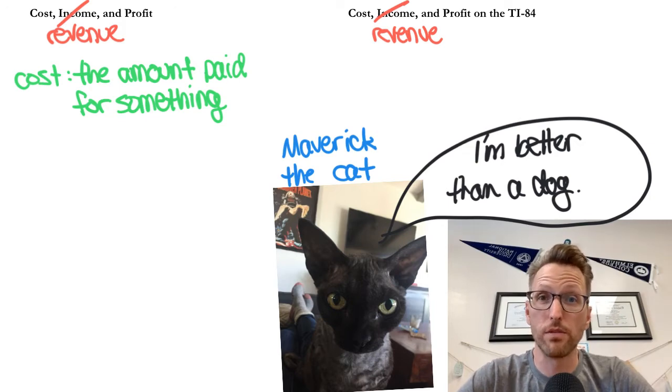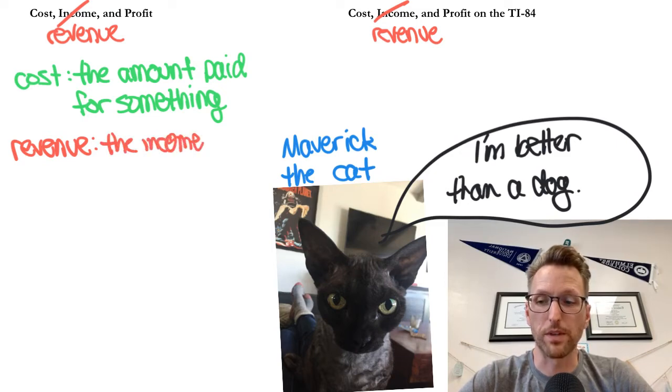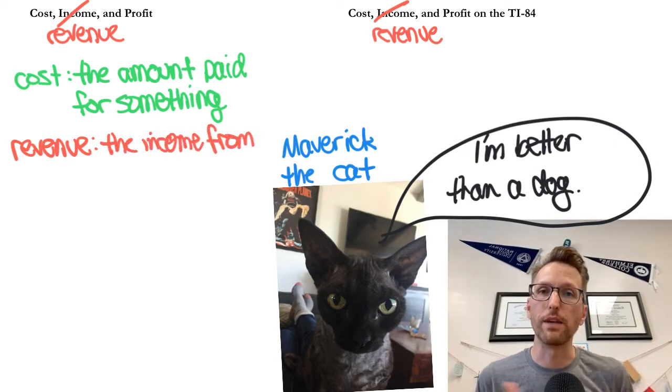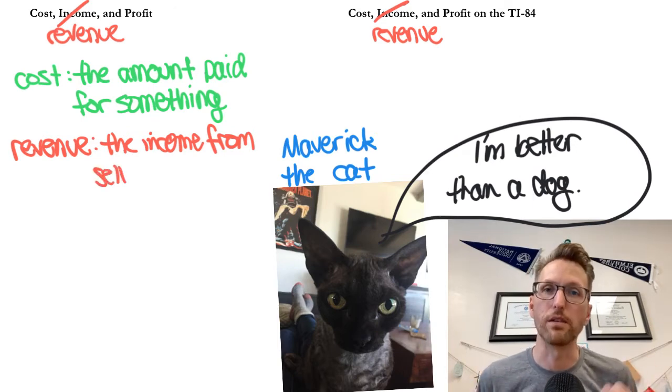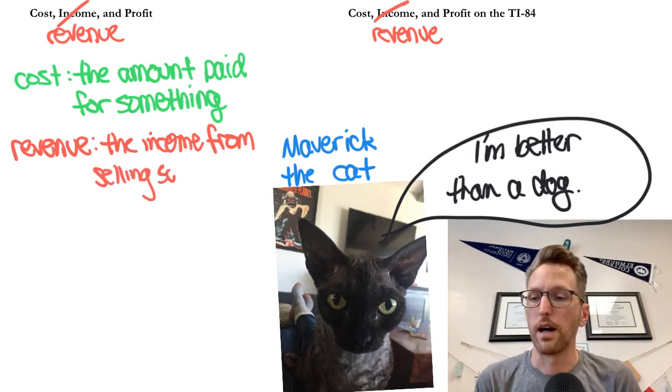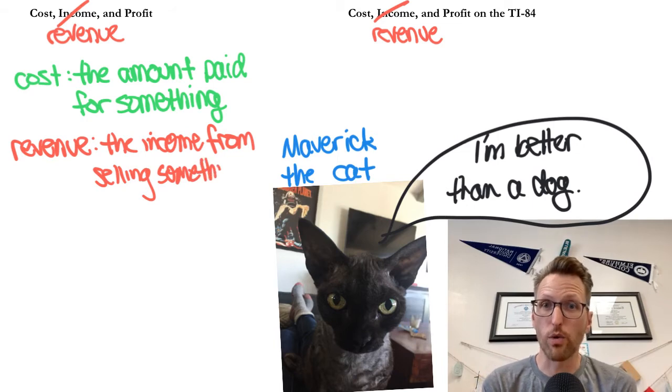Now, revenue, a little bit different. It's the income from selling something. Now, I could define income, and really all that is money that's coming in from working, either selling a product or a service.